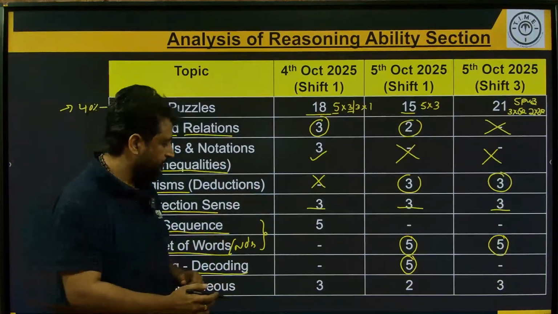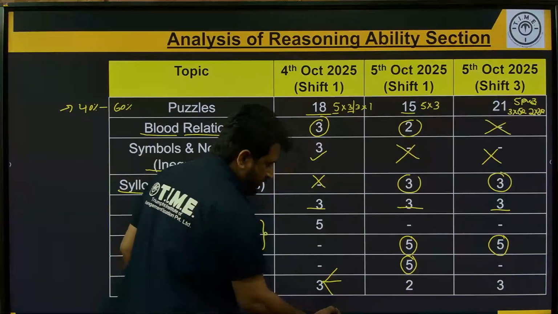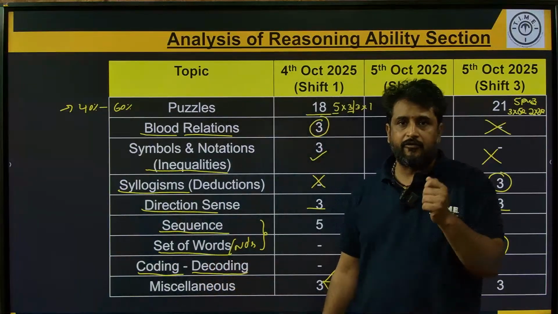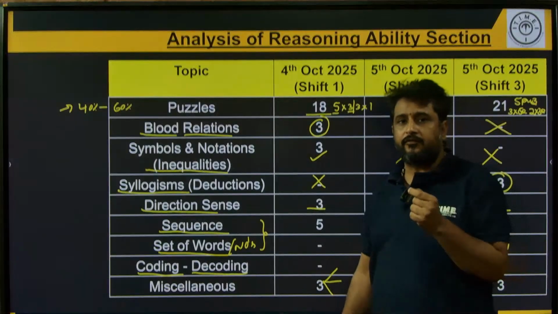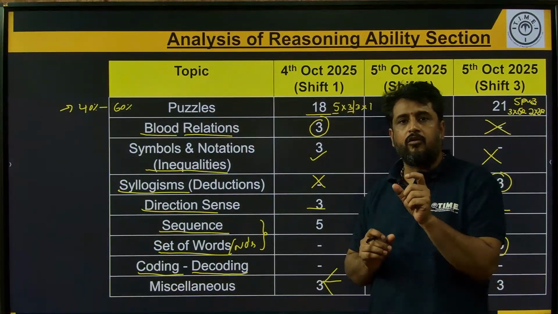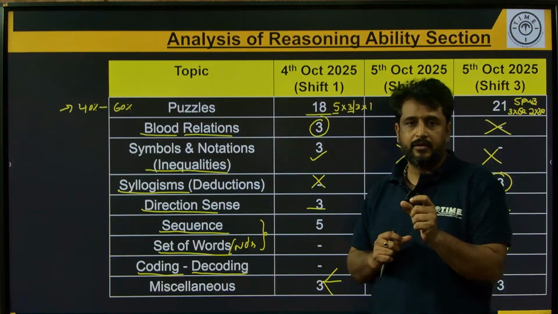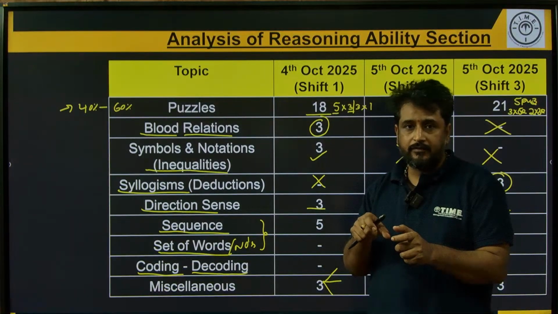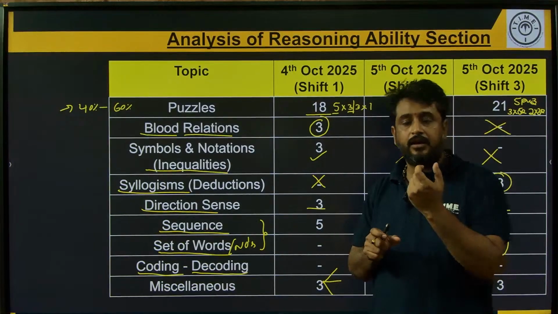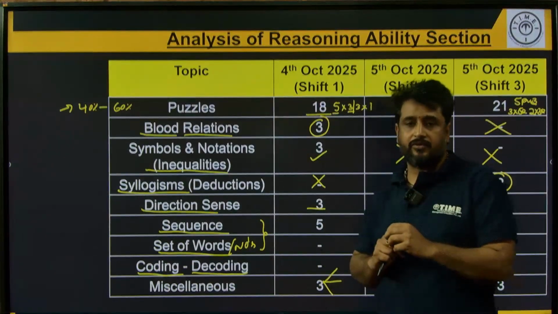And miscellaneous questions. In this particular slot, miscellaneous questions were pair formation. How many such pairs of digits? We have given a number, and we have to find out how many such pairs of digits are there in the number which have as many digits between them as they have in the natural number system. This kind of one question was given. And word arrangement questions were given.